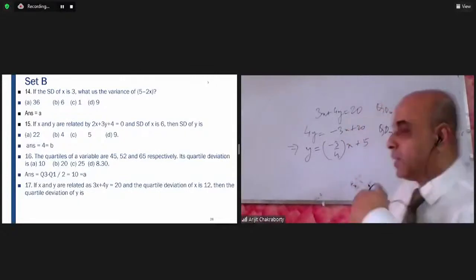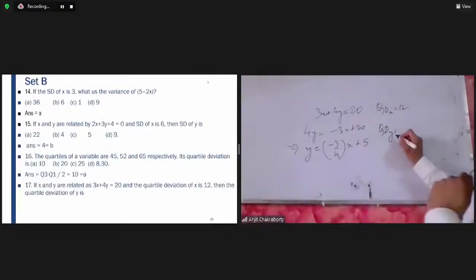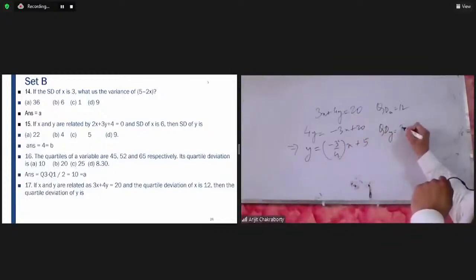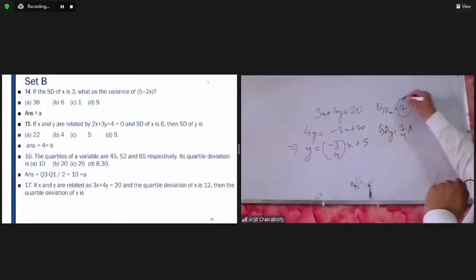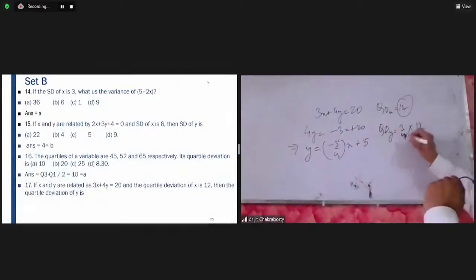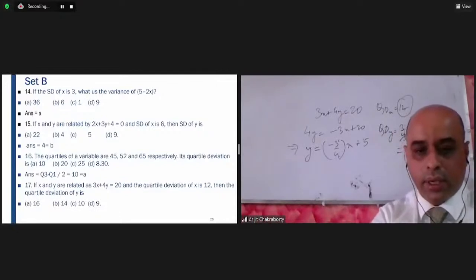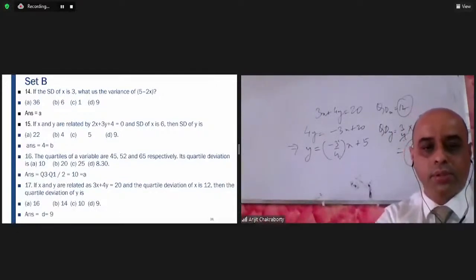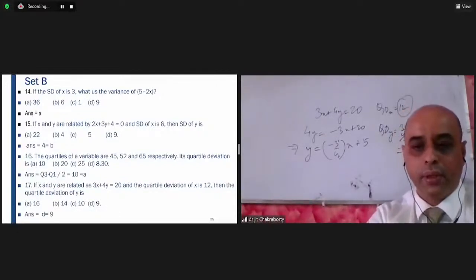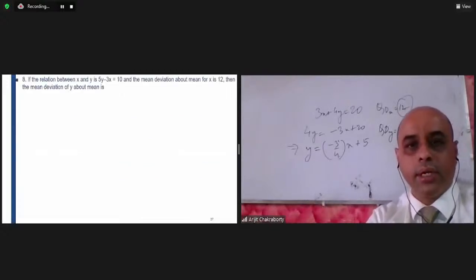I hope you are following, and you can see this quartile deviation of y is equal to mod b, that is 3 by 4 into quartile deviation of x. QD x is 12. So 3 by 4 into 12, so 4 3s are 12, you get 9. Let's see the answers: 16, 14, 10, and 9. Option is D. Answer is 9.